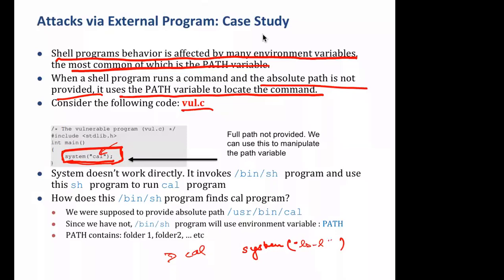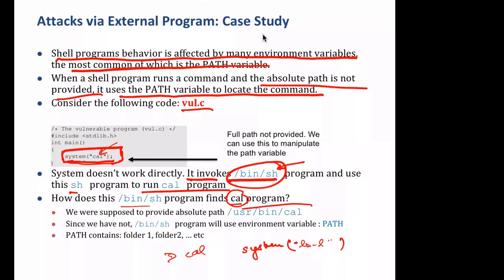In this case, it invokes the /bin/sh shell program and uses the sh program to run cal. So when you run system, immediately it runs this /bin/sh shell program, and then you run the cal program. Now how will it find where the cal program is? It will search all directories in the path.